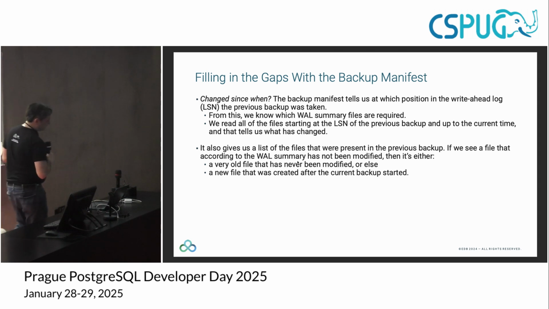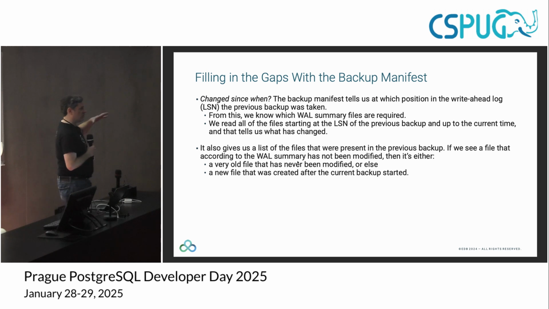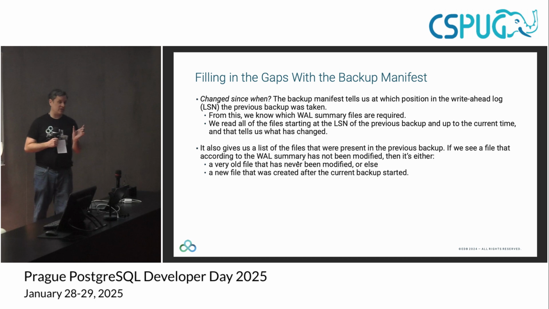The biggest thing that the backup manifest tells us is when the previous backup happened. But not in terms of wall clock time, because we don't care about wall clock time. What we care about is the position in the write-ahead log. We have, because we're running with summarize_wal equals on, a series of WAL summary files, each of which tells us what changed during some range of write-ahead log positions. The term we use to refer to a write-ahead log position is an LSN, or log sequence number.